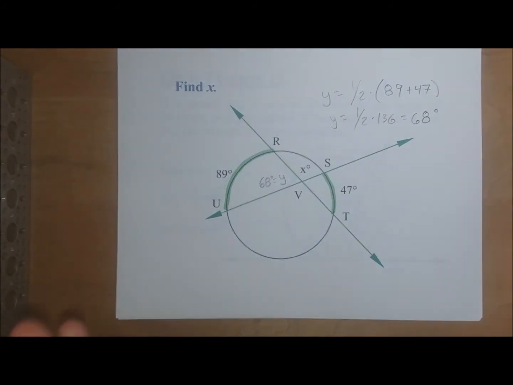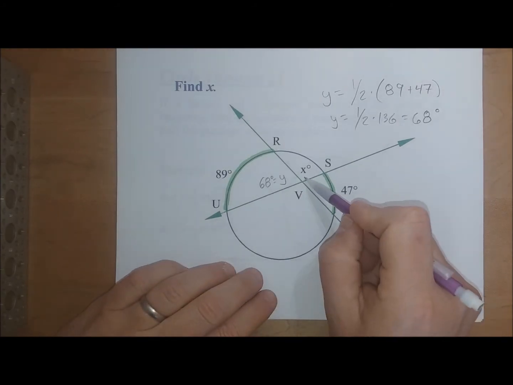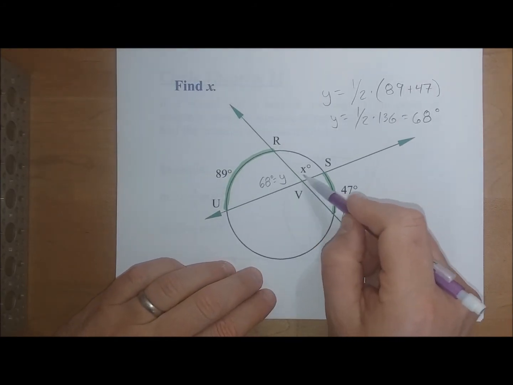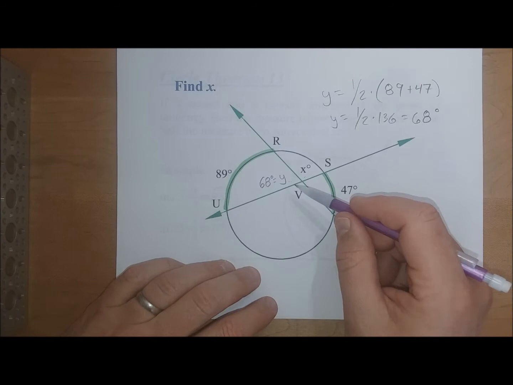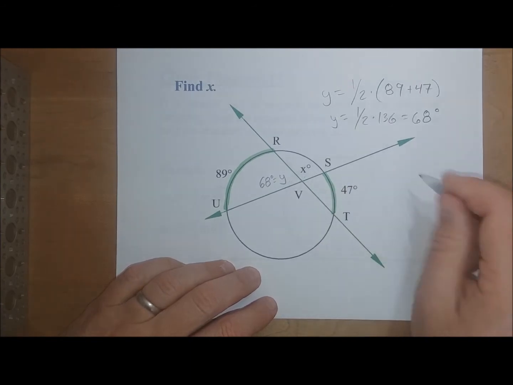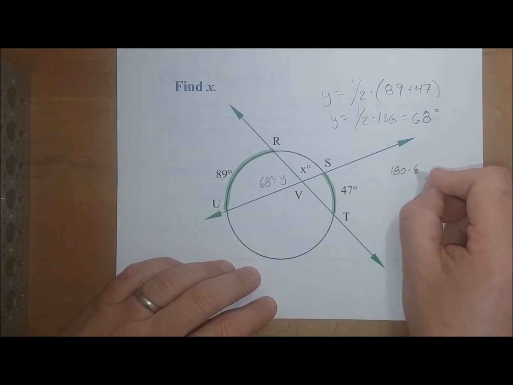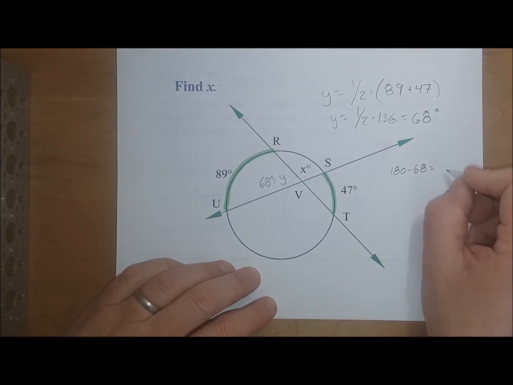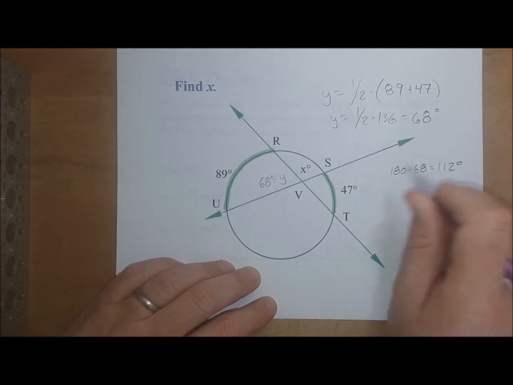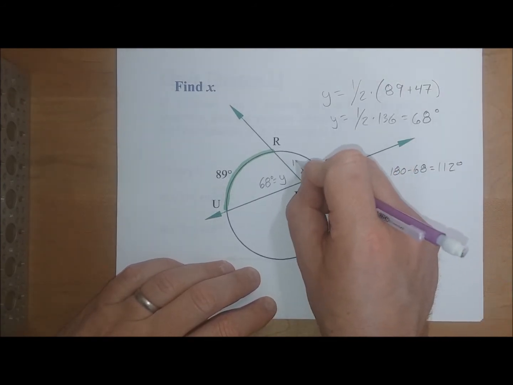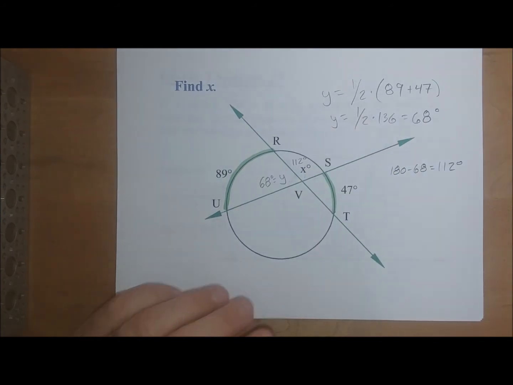But that's not the question, right? They want us to find x. So these two form a linear pair. They're going to be supplementary. So 180 minus 68 is going to leave me with 112 degrees. So x is 112 degrees.